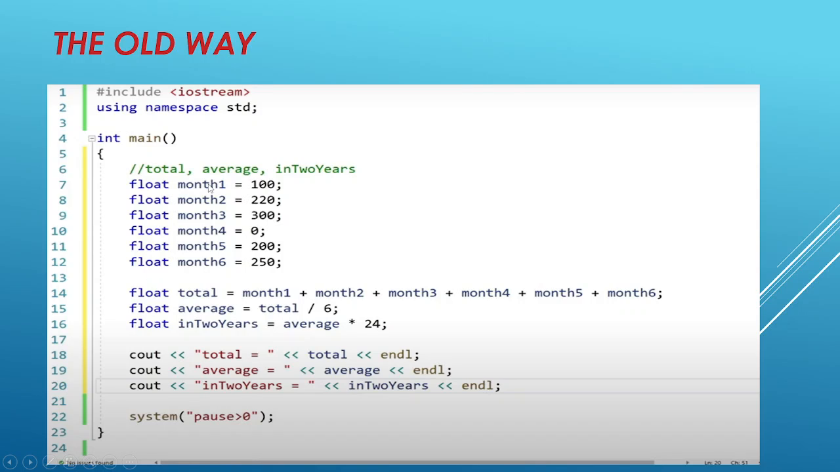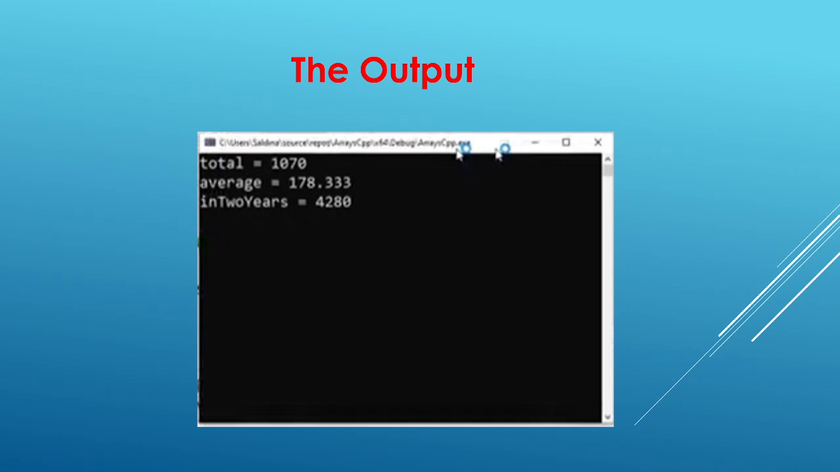Now here's the old way we would code. Let's just say we had 6 months and we were counting calories for those months. Basically, each month you would have to declare it. Month 1 is a float and 100. Month 2 is a float, 220. Month 3 is a float, 300. So on and so forth. And we don't have the output yet. This would be your output right here.